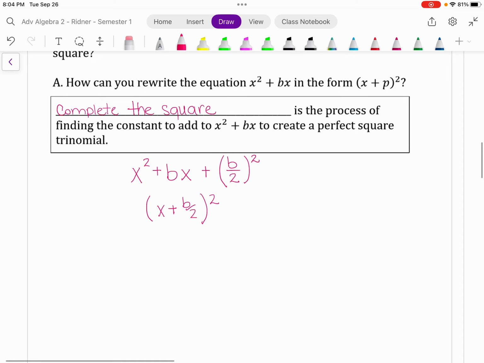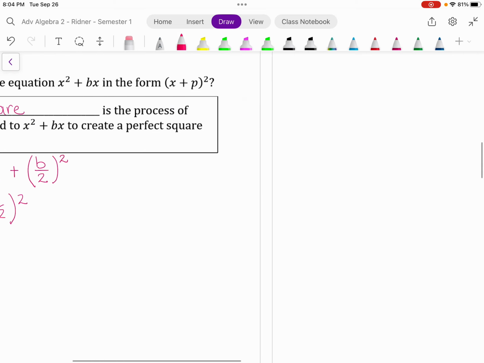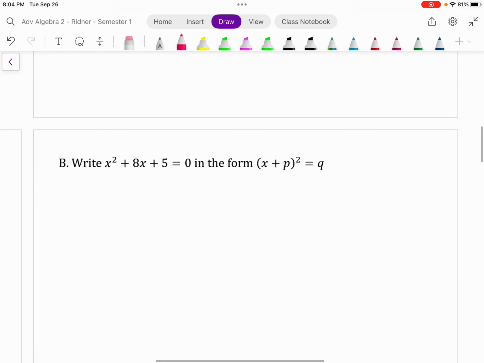So let's look at that with numbers, because I know with all these letters that's a little confusing. If we want to write this in the form of x plus p squared, the first thing we're going to do is move the constant over to the other side, the constant being 5. And then to both sides, remember I wrote on that last one, we add b over 2 quantity squared. So in this example, b is 8, so I'm going to add 8 divided by 2 quantity squared.